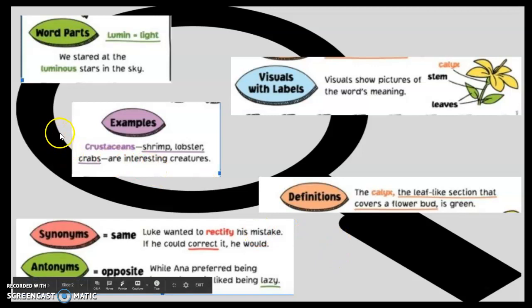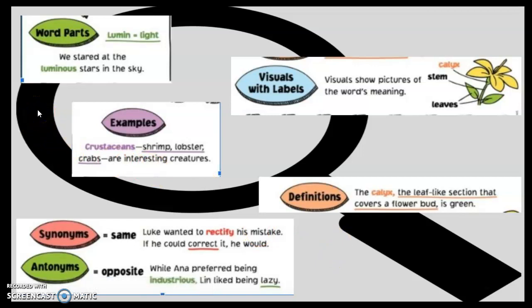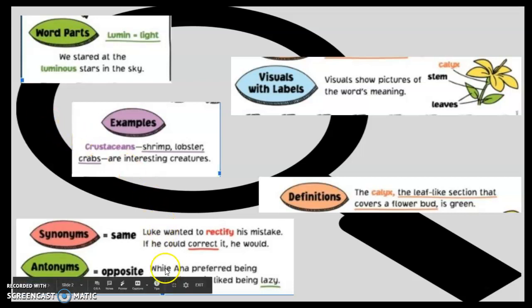You also might see antonyms as you read. Antonyms are opposites. While Anna preferred being industrious, Leon liked being lazy. So I know that's an antonym because this is comparing and contrasting Anna and Leon. And I know that because of the way that the sentence begins.